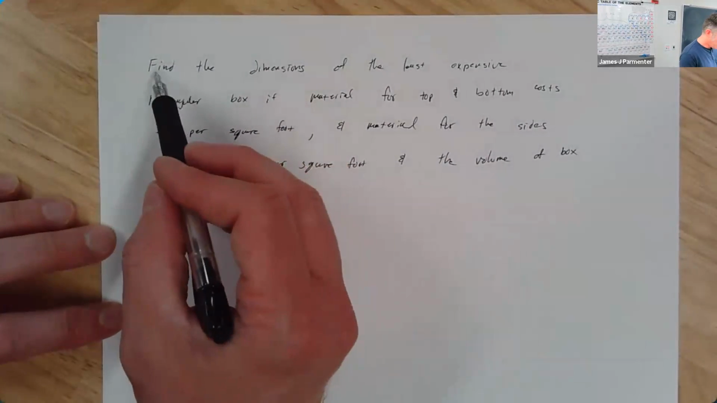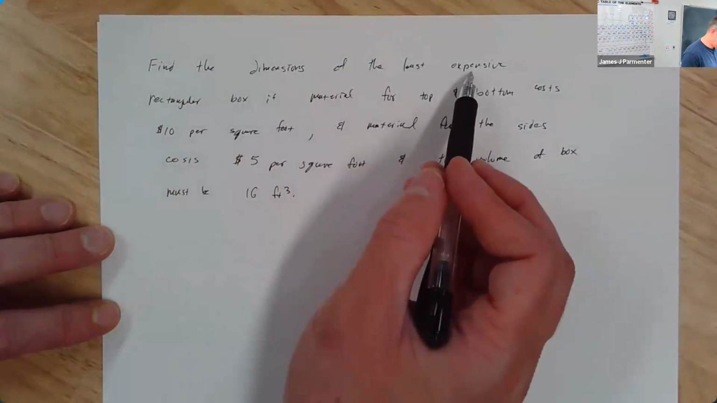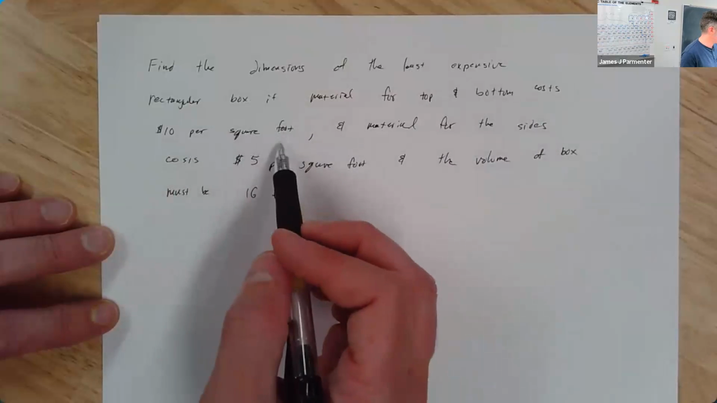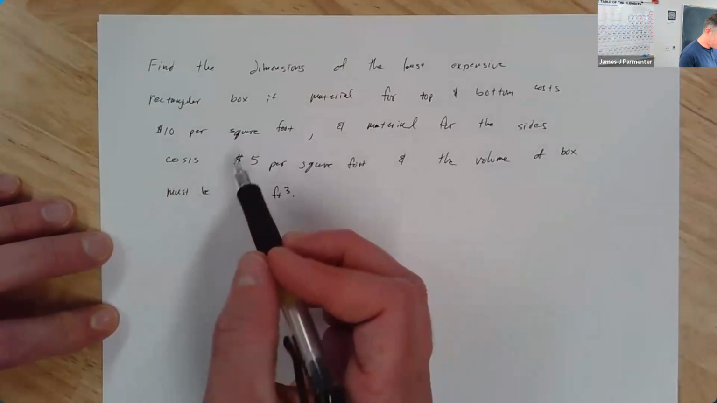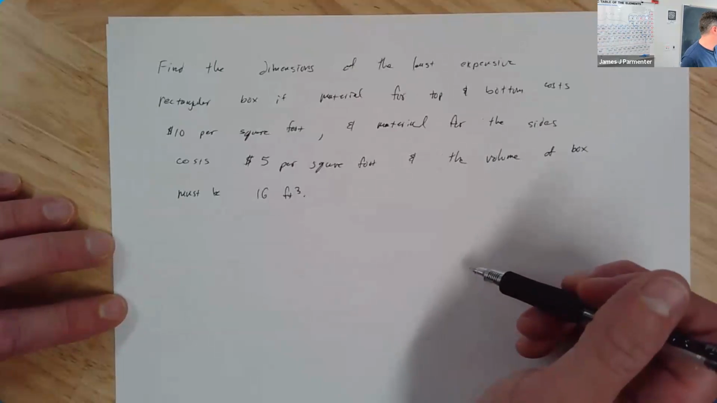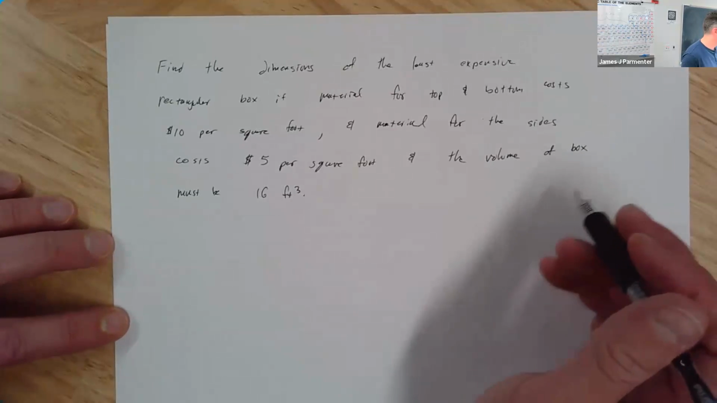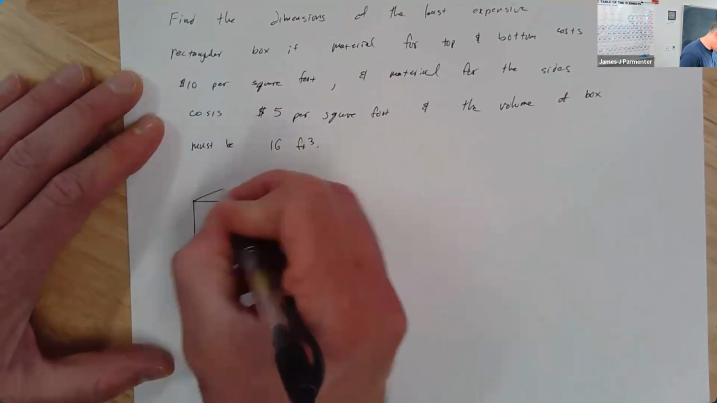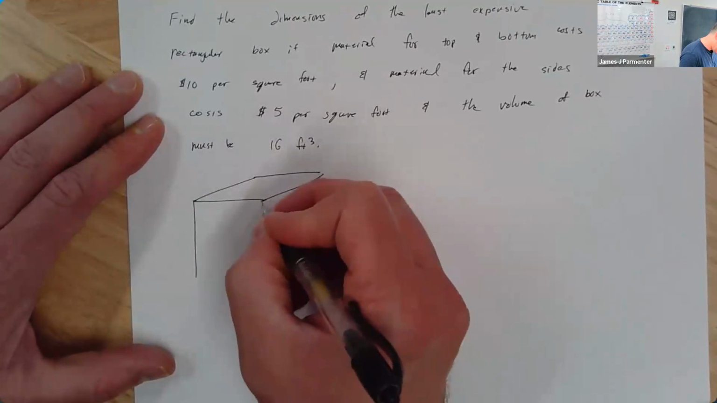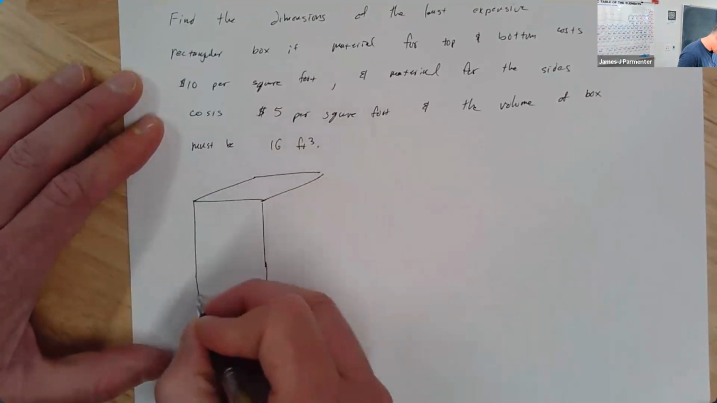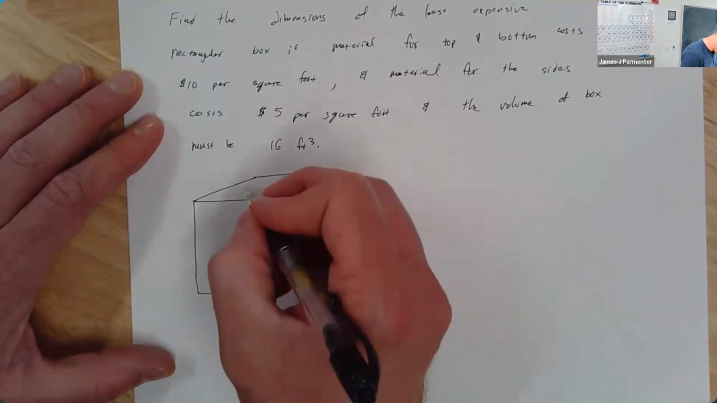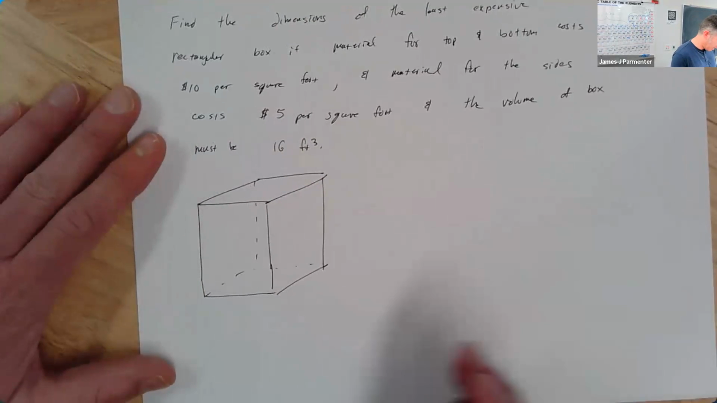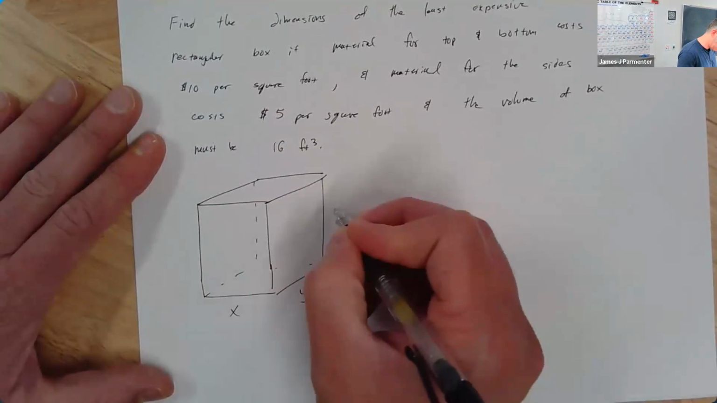So let me read: find the dimensions of the least expensive rectangular box if material for the top and bottom costs $10 per square foot, and the material for the sides costs $5 per square foot, and the volume of the box must be 16 cubic feet. So let's draw a box. And the old rectangular looking box is good to go. I don't know anything, so I'm just going to label the sides. Let's call this X, let's call this Y, let's call this Z.